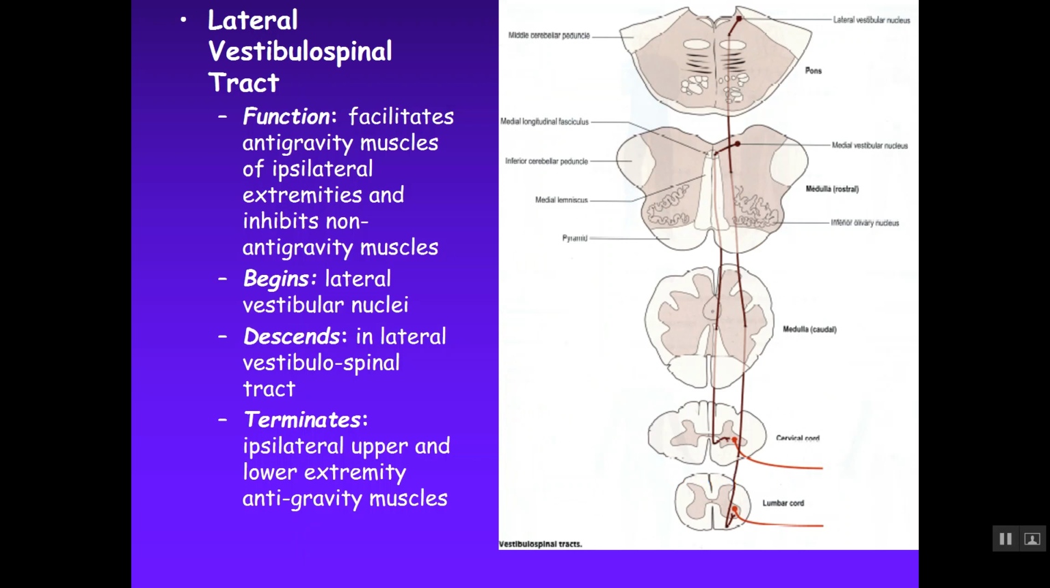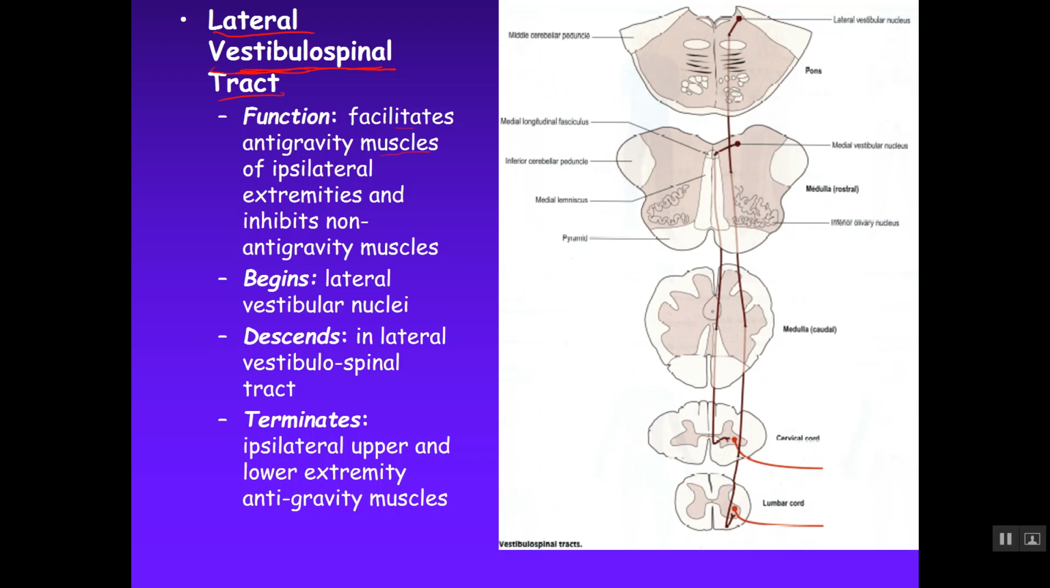Now the next tract is the lateral vestibulospinal tract. It's more lateral, so it's starting in the lateral vestibular nucleus and going to the spinal cord. So what does it do? It facilitates anti-gravity muscles of the ipsilateral extremities, but it also inhibits non-anti-gravity muscles. So it does both facilitation and inhibition. It tends to facilitate ipsilateral muscles, the same side it starts on, of the extremities, and it inhibits non-anti-gravity muscles. Some of that depends on the position of your body, whether you're against gravity or not. So just think about that a little bit.